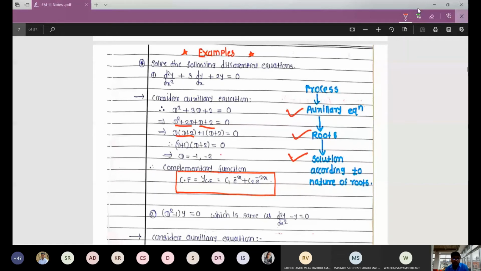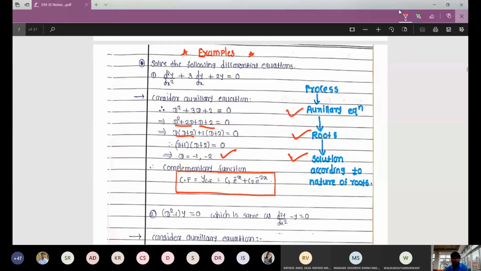So observe these two roots. They are real. Obviously they are negative, but they are real. Real means what? The entire real line. All fractions, transcendental numbers, real fractions, integers, all belong to that set of real numbers. So they are real, and as well as they are distinct.